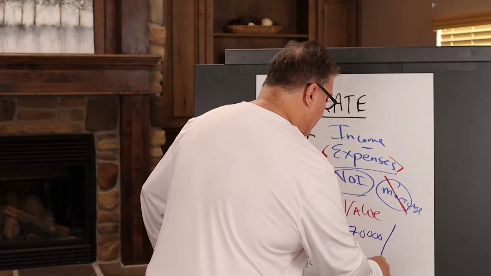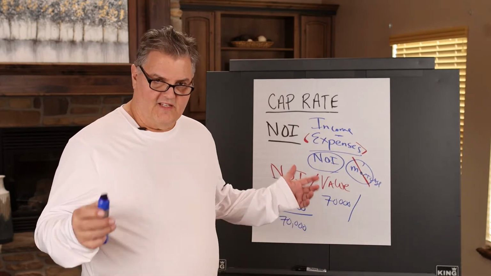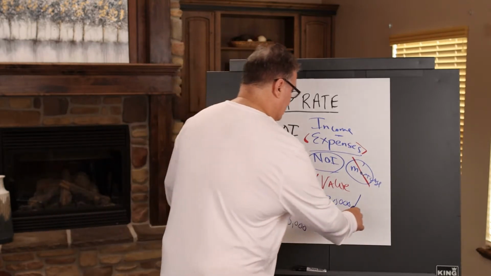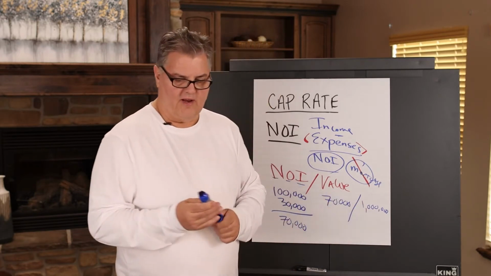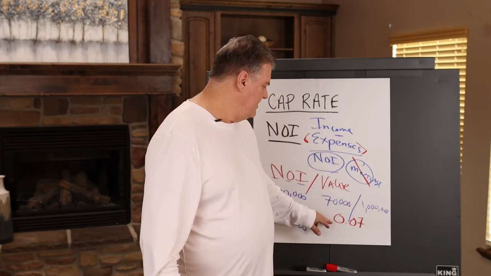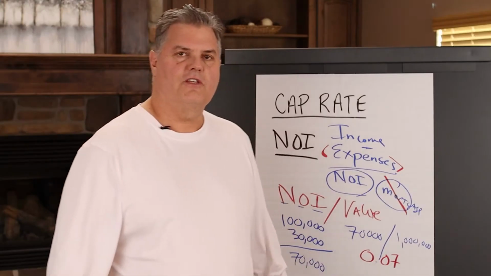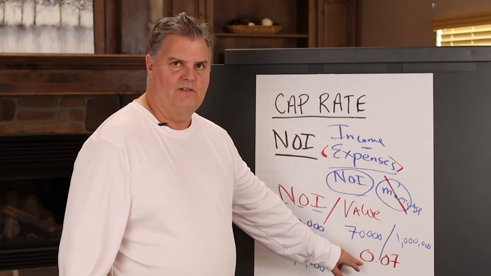So if we take $70,000 and we divide that by the property being, say, listed for $1 million, we divide these numbers and we get the cap rate. So when we do the math, 70,000 divided by a million is 0.07. So this property is listed for sale at a 7 cap, okay?